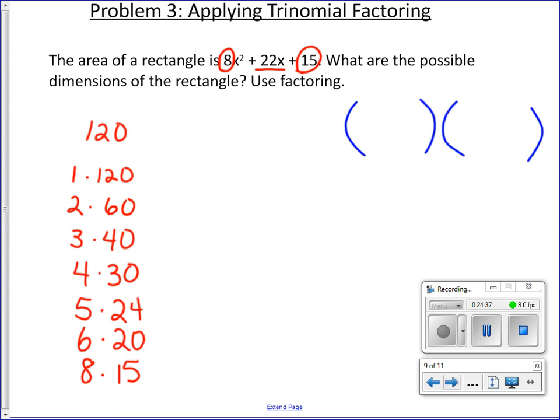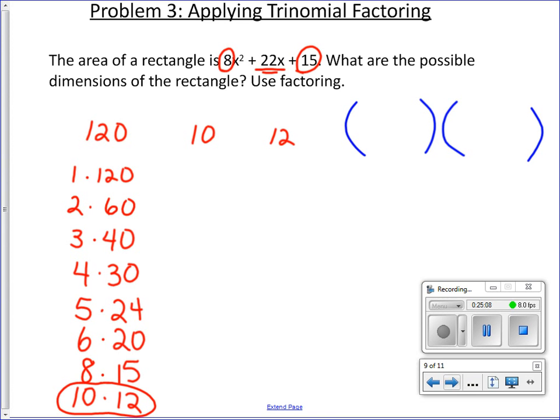9 will not go in, but 10 will. 10 times 12. And wouldn't you know, it's the very last factor in our list that's going to work. So we want to take our 10 and our 12. And that one works because 10 plus 12 gives us 22, and 10 times 12 gives us the 120. So using the Lizzie method, we're going to take our 10 and our 12.